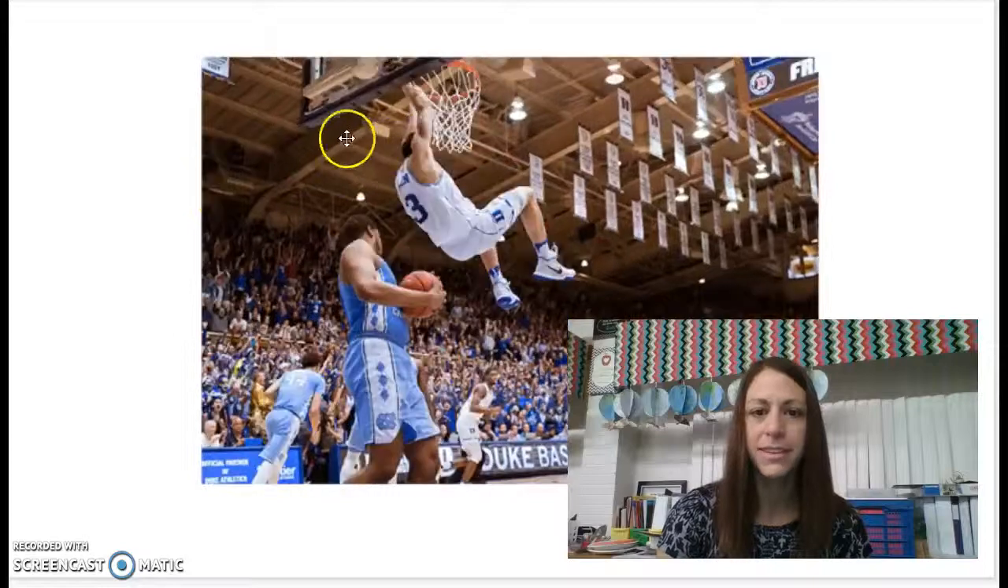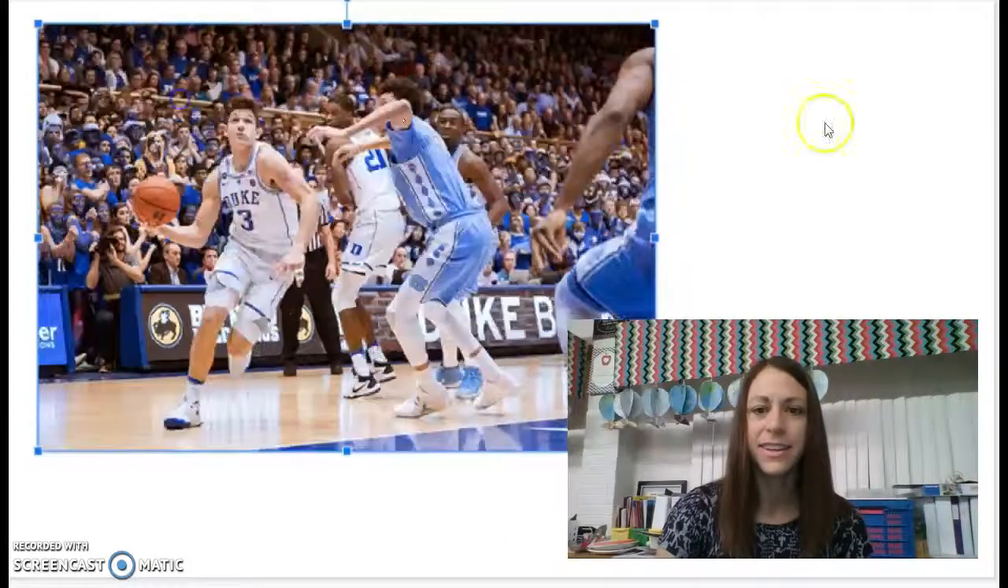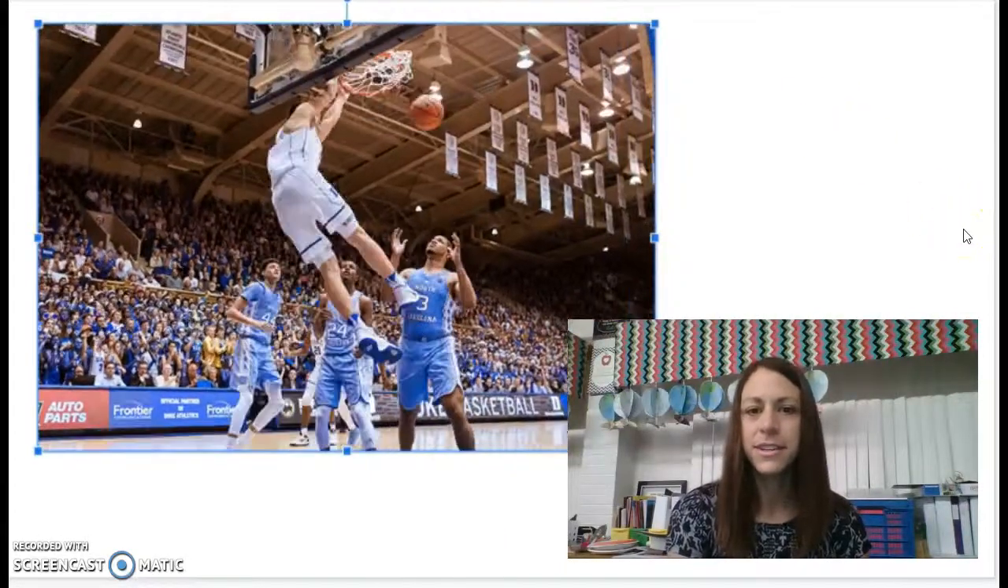Oh, let me move that. You can't see all of Mr. Grayson Allen. There we go. Dunking. Yep.